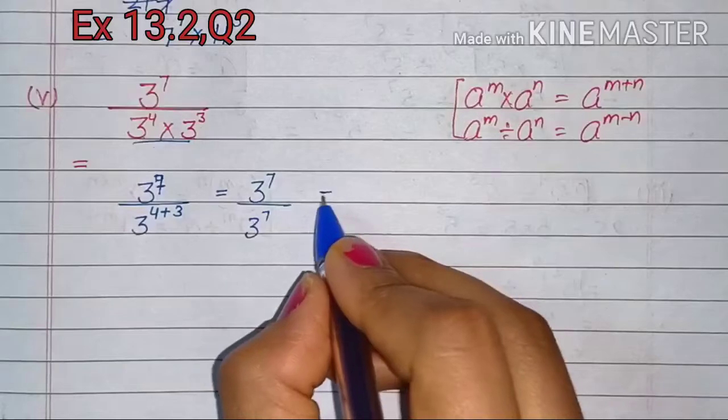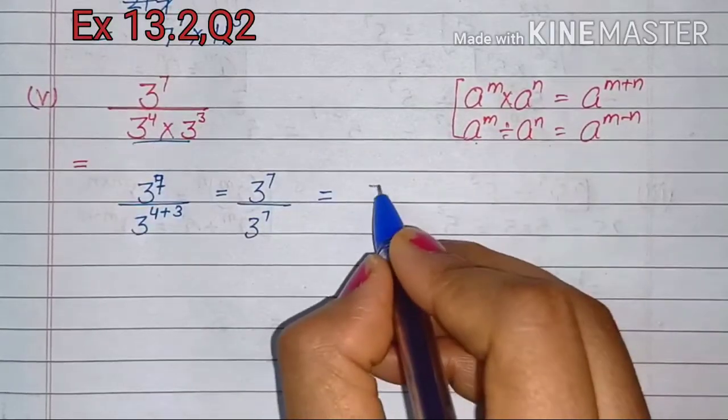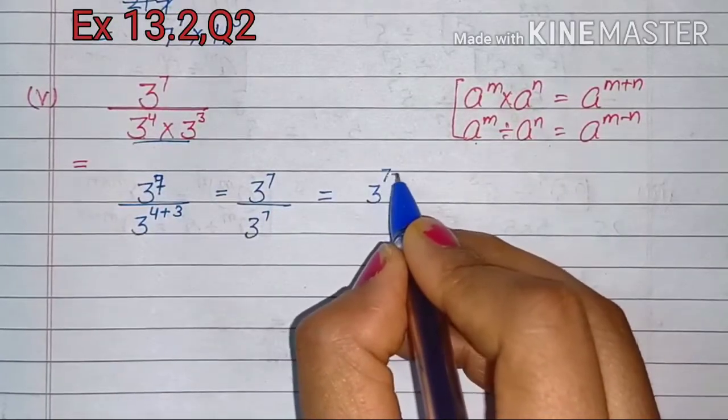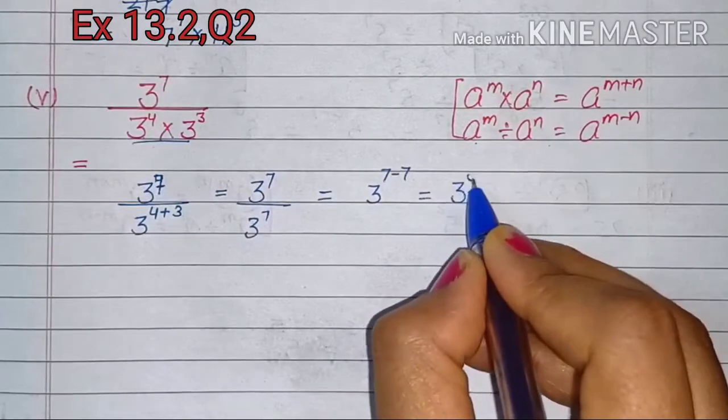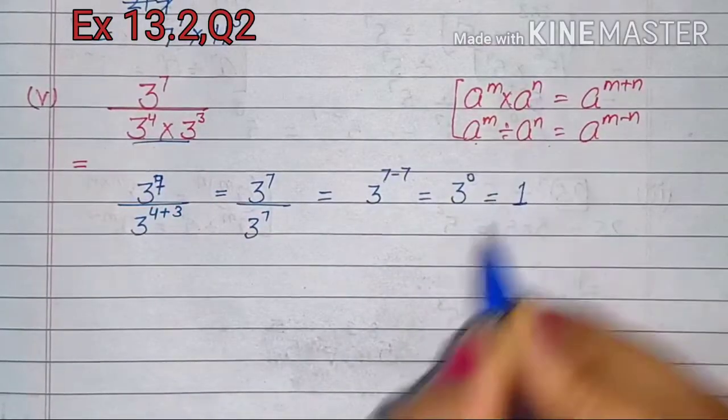raised to power 7. Now we will use this law. Division is there, so we will subtract the powers. It is 3 raised to power 0, which is equal to 1.